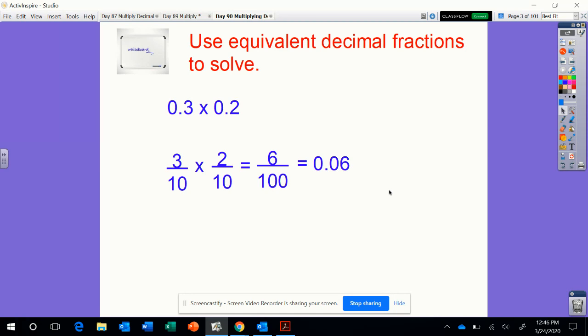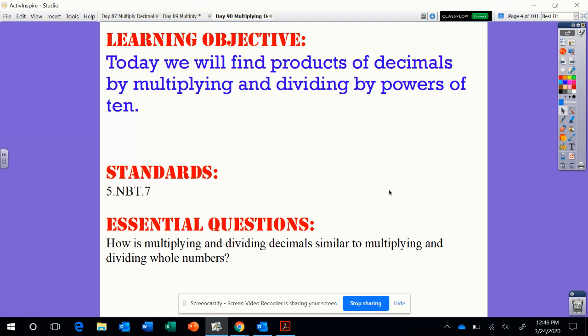Okay, so we're going to take some of that knowledge and move it into our next lesson. Today we're going to find products of decimals. Again, products means the answer to a multiplication problem. We're going to multiply decimals and then divide by powers of 10. We always start simple with those powers of 10, and we're going to multiply and divide.